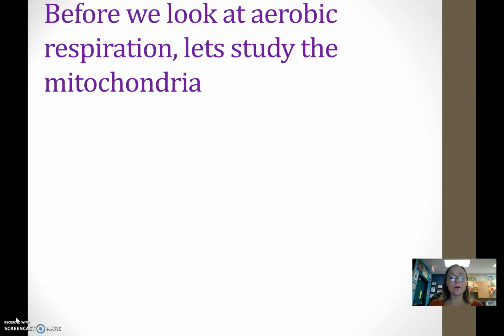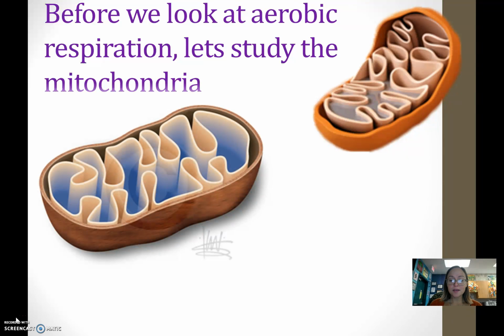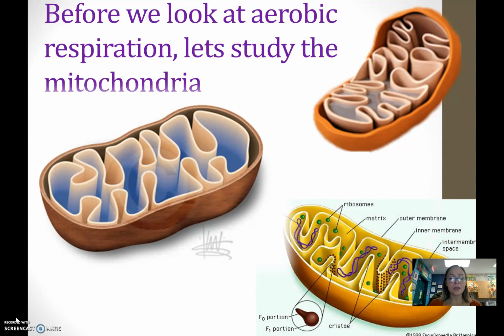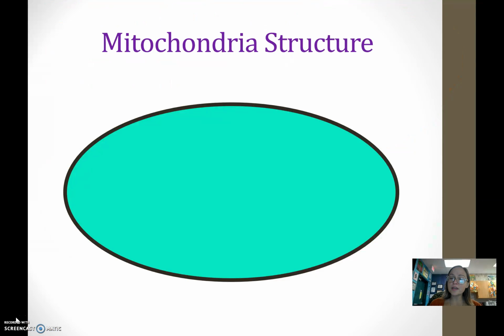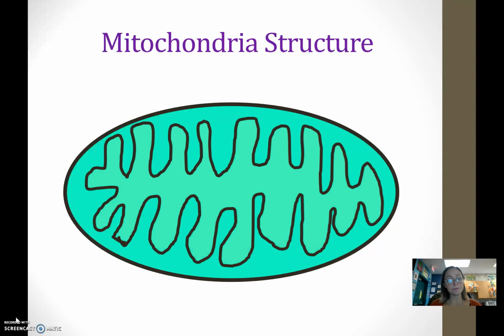So before we look at aerobic respiration, which requires oxygen and occurs in the mitochondria, let's first look at the structure of a mitochondria. The mitochondria has two membranes. You can see the brown outer membrane, and then the folded stuff on the inside is the inner membrane of the mitochondria. So there's an outer membrane and an inner membrane.